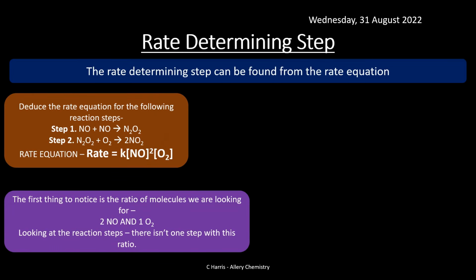So in that rate equation, we're looking for 2 lots of NO and 1 lot of O2. And looking at the reaction steps, there isn't one single step with this ratio in there. So this is a little bit like chemical bingo. It's dead quick, this method I'm going to show you here. I know a lot of people look at this and think, I don't have a clue what it's asking us to do, and they're looking for reactions with these ratios in there.